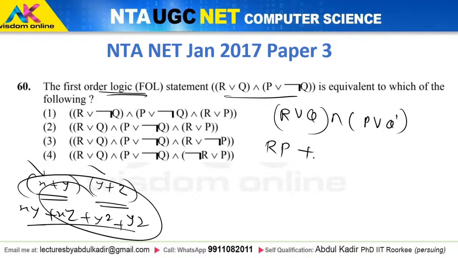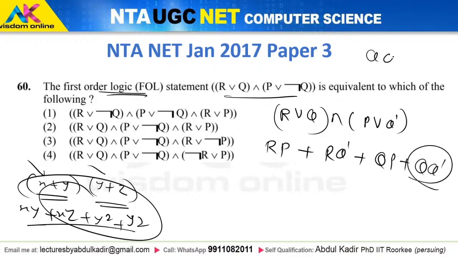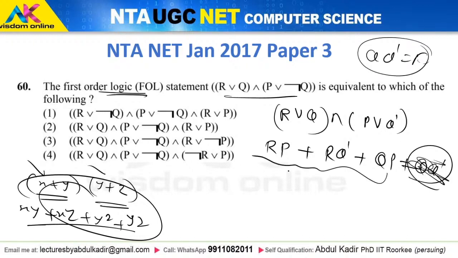Now rp plus rq dash plus qp plus qq dash. Qq dash is nothing but false. You already know this thing. Qq dash is nothing but false. False plus anything is false, so this is false, so just remove it. This will be your answer. Rp plus rq dash plus qp. Where is it?